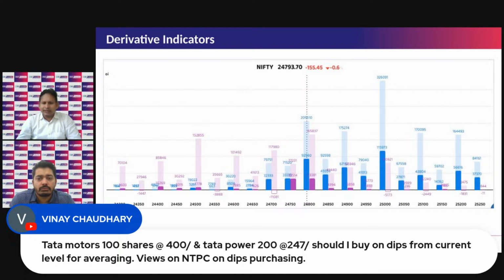So Tata Motors, again, you have bought 100 shares at 400 rupees, I think, and Tata Power at 247. First of all, congratulations. So you are in a decent amount of profit in both the names. Coming to Tata Motors, as of now, what I feel in the short term, the stock will remain range bound between 900 to 1100 because all the positives are in the price. And as of now, there is a concern that there is a slowdown in Europe.